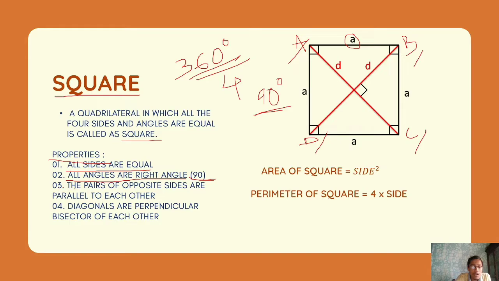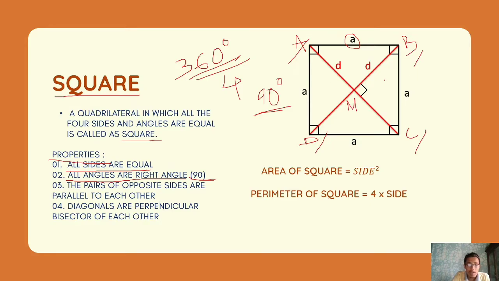What is the third property? The pairs of opposite sides are parallel to each other. So these opposite sides, side AB and side DC, are parallel to each other. Side AD and side BC are also parallel to each other. What is the fourth property? Diagonals are perpendicular bisectors of each other. You can see in this figure, AC is one diagonal and BD is the second diagonal. These two diagonals intersect at a point, suppose M.